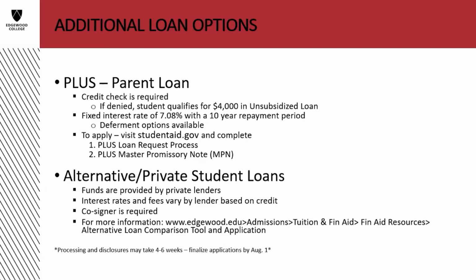Some students and their families may need additional assistance in covering the remaining tuition balance through loans. There are two options, the first being a federal parent loan for undergraduate students, or the PLUS loan. Parents would initiate the application for this loan by visiting studentaid.gov. If the PLUS loan is denied to the parent based on credit, you, the student, would automatically qualify for an additional unsubsidized Stafford loan in the amount of $4,000.